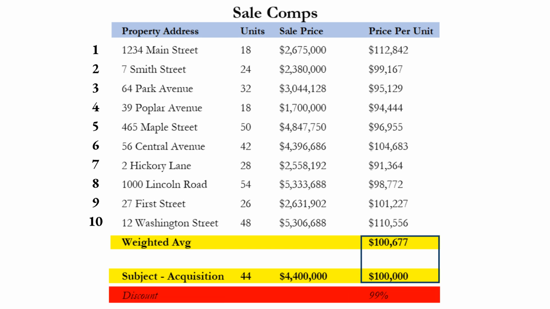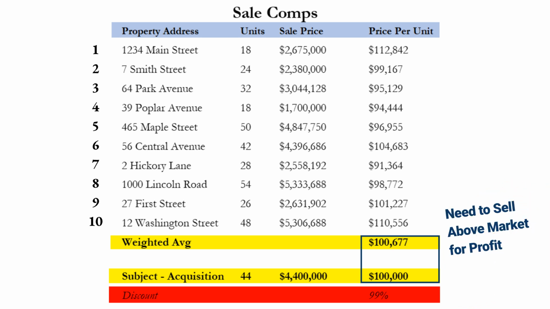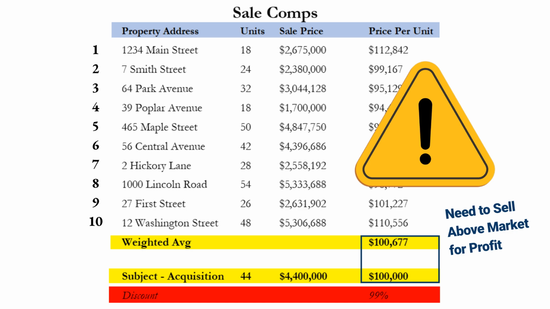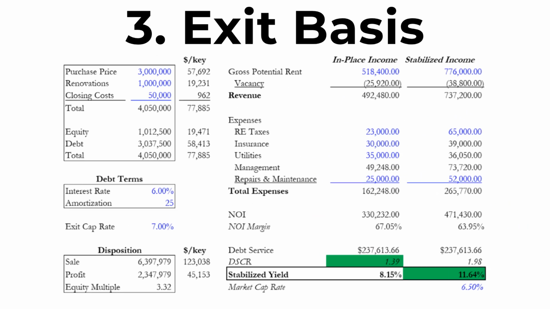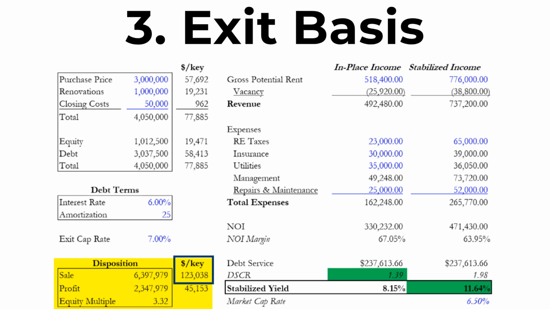You're simply paying market. Furthermore, that means in order to sell for a profit, the next buyer will actually have to pay you above market, which is a dangerous bet to make. You're essentially betting on a greater fool, which actually brings us to our next metric. 3. Exit basis. This is heavily tied to number 2. You don't want to invest in deals where the projected exit basis is significantly above the current market basis.